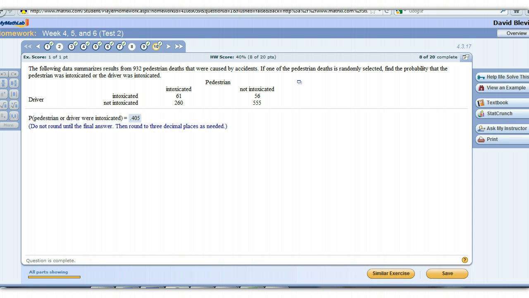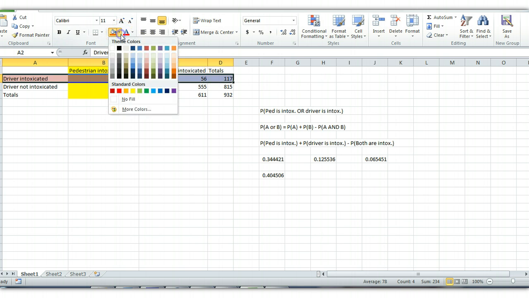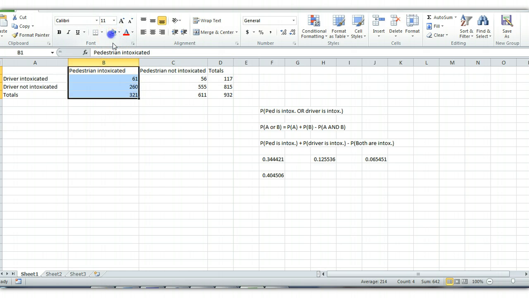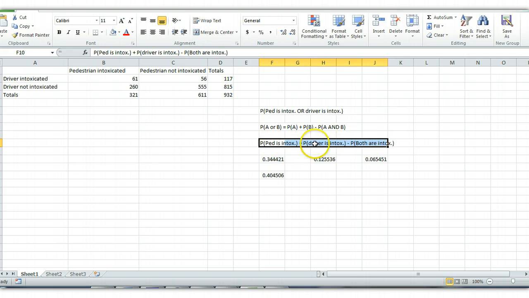Alright, now if you wanted to, instead of doing it like I did it, just use the numbers themselves. Let me clear all that out. Take the fill away. Again, if we're using this rule, A or B's probability of A plus the probability of B minus the probability they both happen. So the pedestrian is intoxicated plus the driver is intoxicated minus they're both intoxicated.